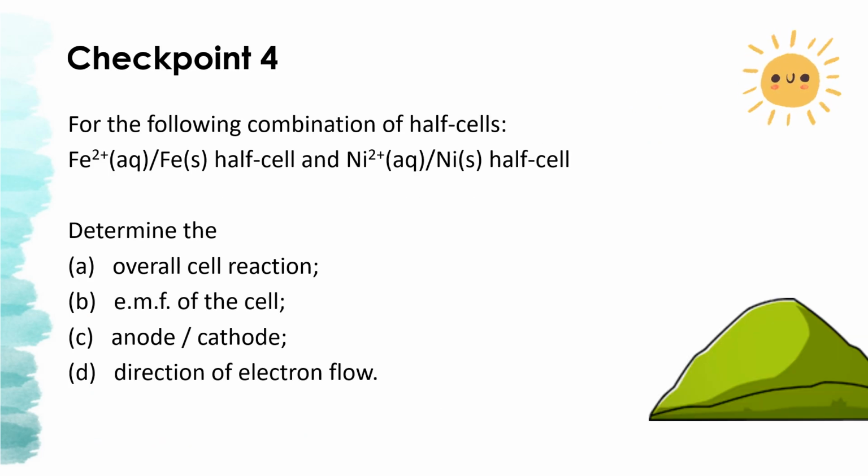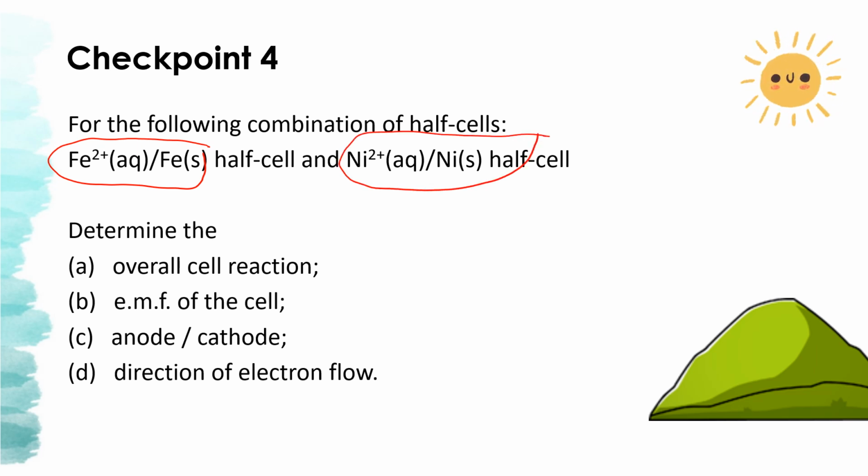Okay, so I think it's easier if I go through a checkpoint so that you know how to apply this. What if you have two half cells again, an iron half cell and a nickel half cell? What's the first thing you do? Look at your data booklet.